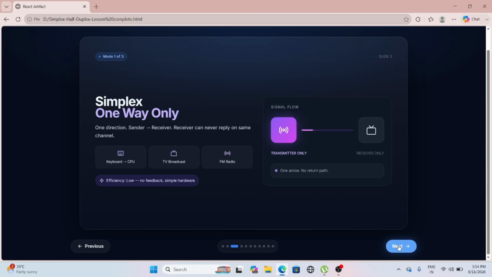A real world example is a TV broadcast. The broadcaster sends the television program to your TV. Another example is FM radio. The radio station broadcasts the signal and your radio receives it. We can also use a keyboard as a simple conceptual example because we use it day by day. Keyboard to computer is a good example of simplex. So the key point to remember is that simplex is one-way communication.